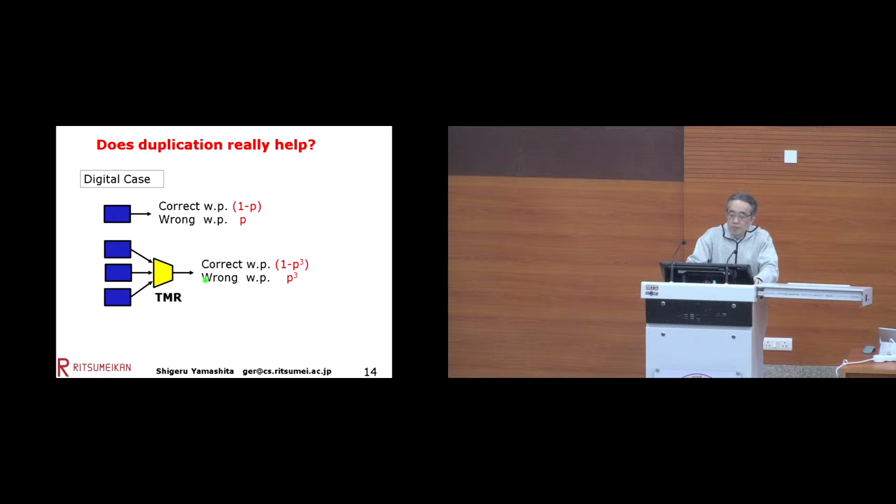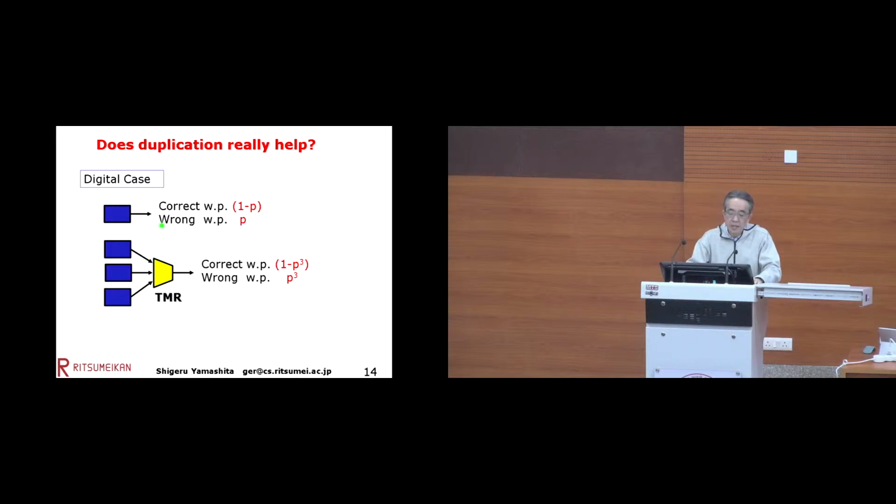Then a wrong answer occurs only if 2 of 3 give wrong answers, which has a probability of something like this. So the probability becomes very small because p is still very small. So p to the 3 is very small. So practically this is okay. So for example, in the spacecraft, actually there is some software.